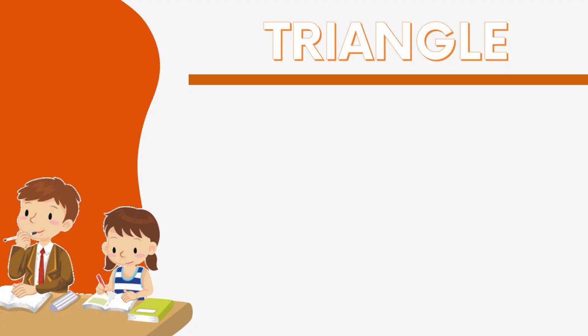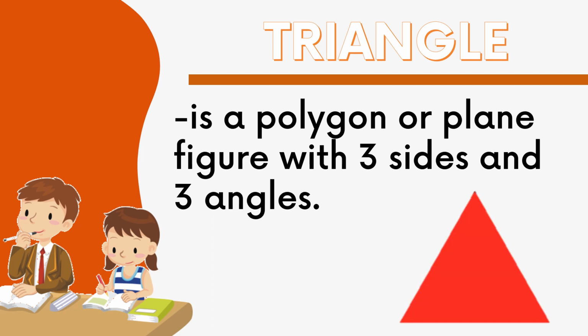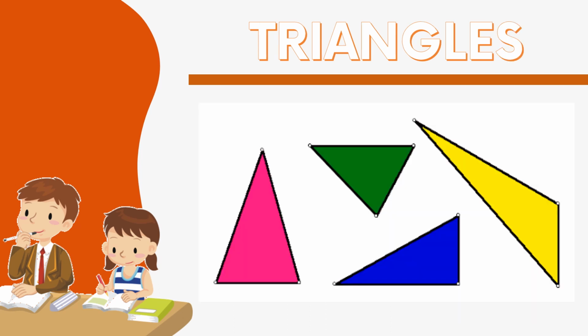Triangle is an example of a polygon. So let us define what is a triangle. A triangle is a polygon or plane figure with three sides and three angles. So we have the first side, the second side, and the third side. So this is a triangle because it has three sides and three angles. Here are more examples of triangles. They all have three sides and three angles.